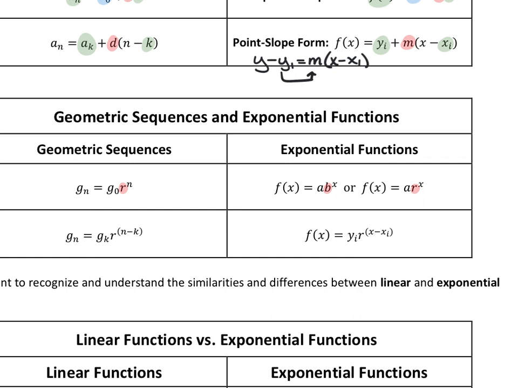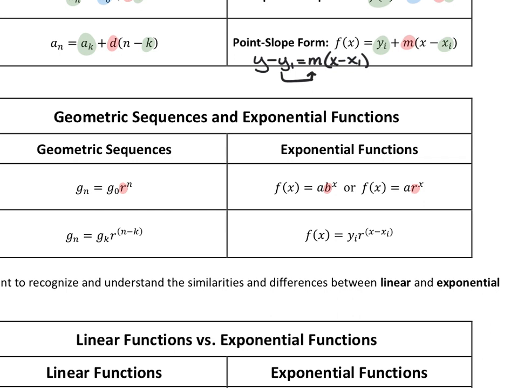Depending on your textbook, some textbooks say a, b to the x, and some textbooks say a, r to the x. Honestly, it just depends on your textbook. But notice, they're in the same spot. They are the thing with a power. They are my growth factor or decay factor. They're what I'm multiplying by in the sequence or in the function.